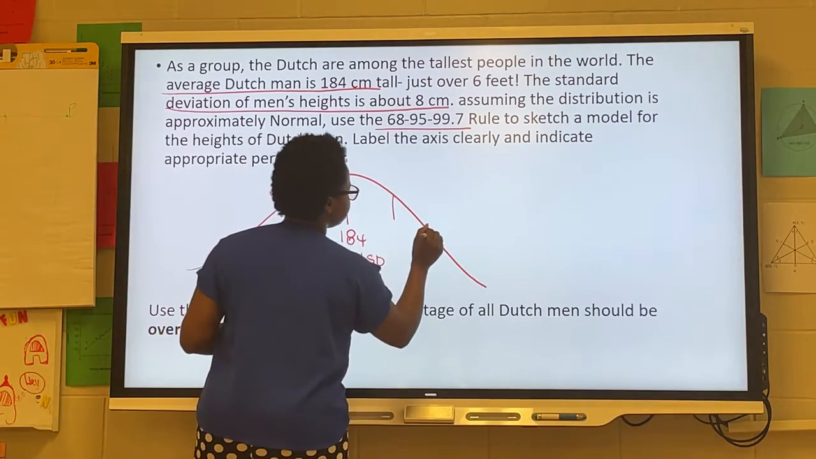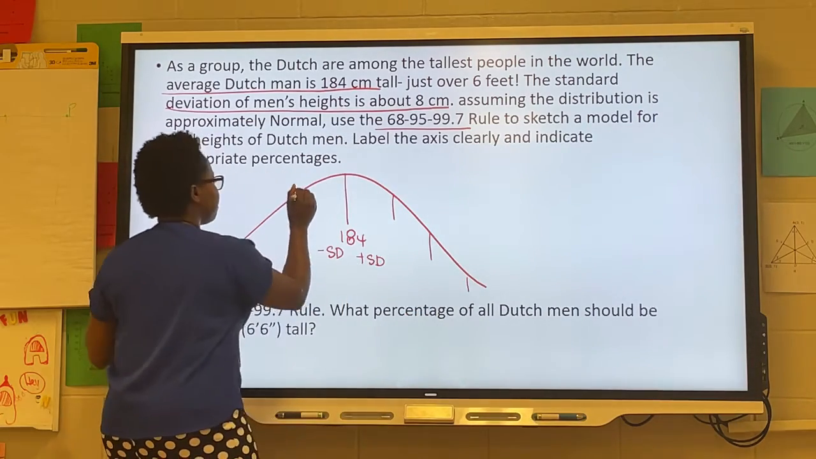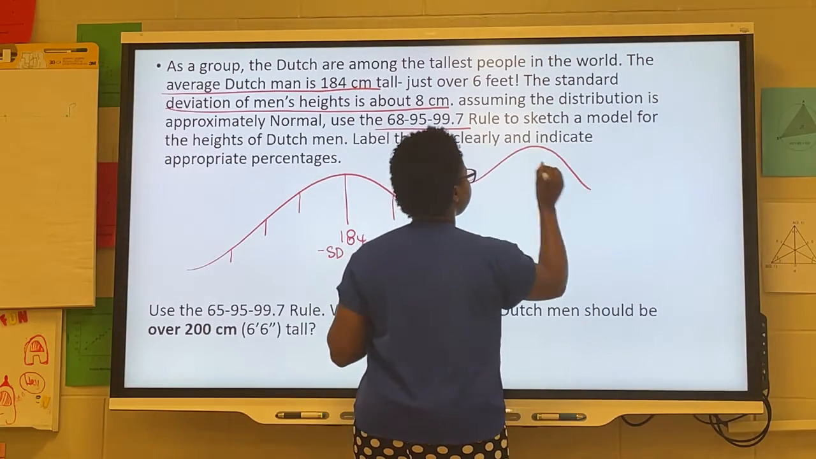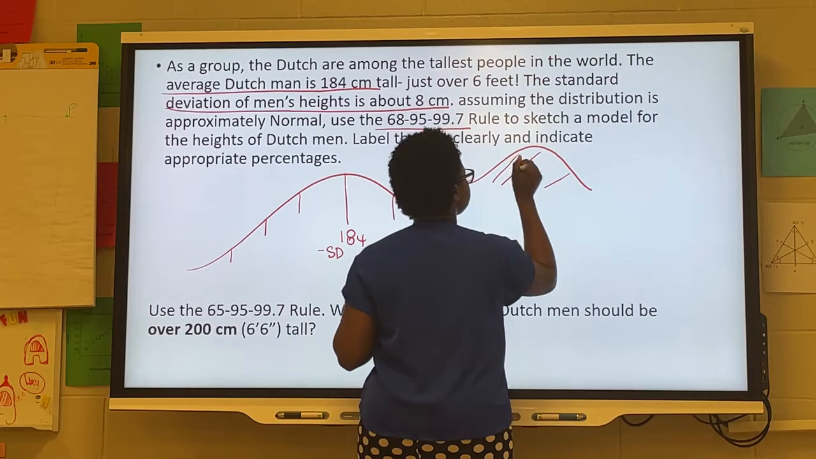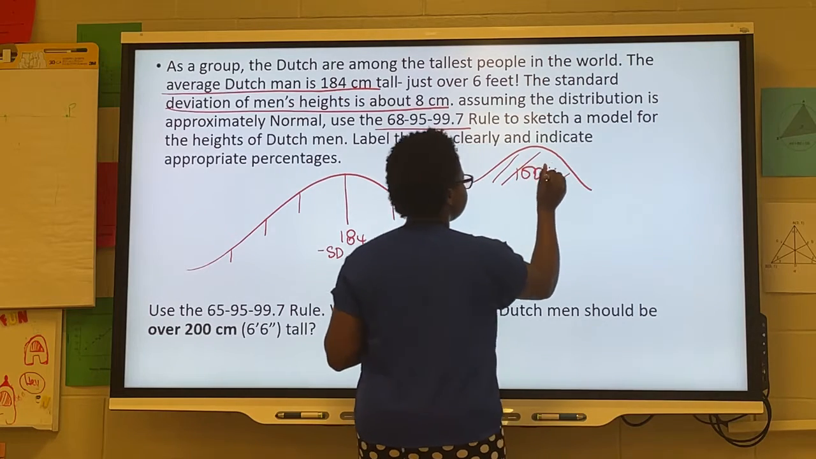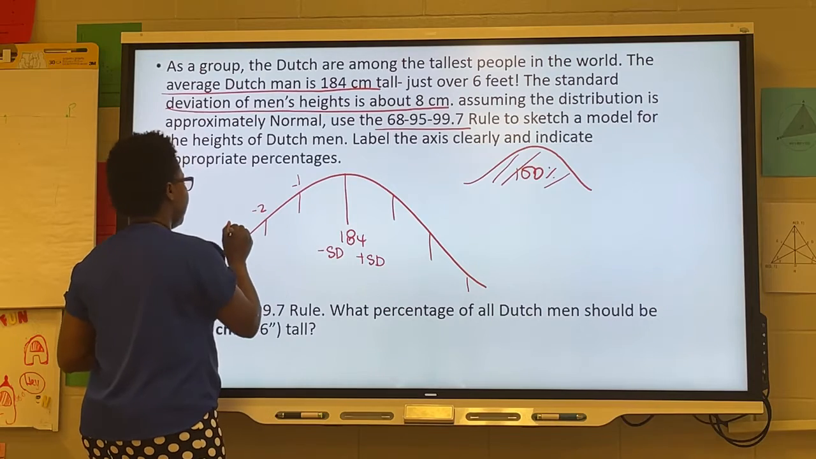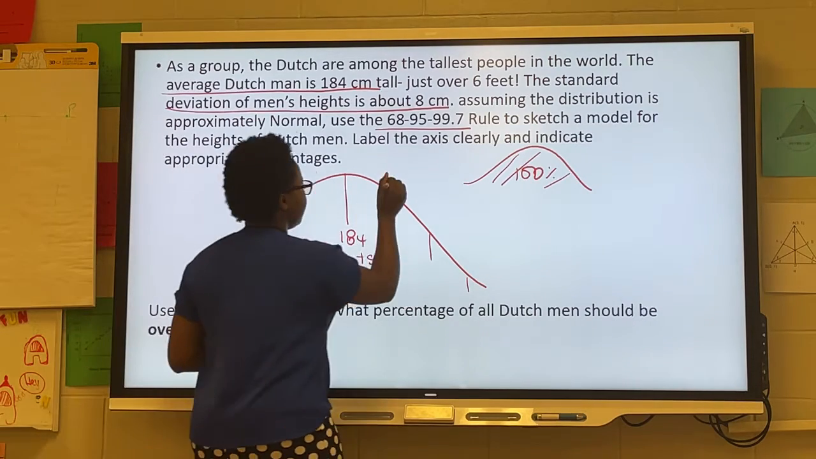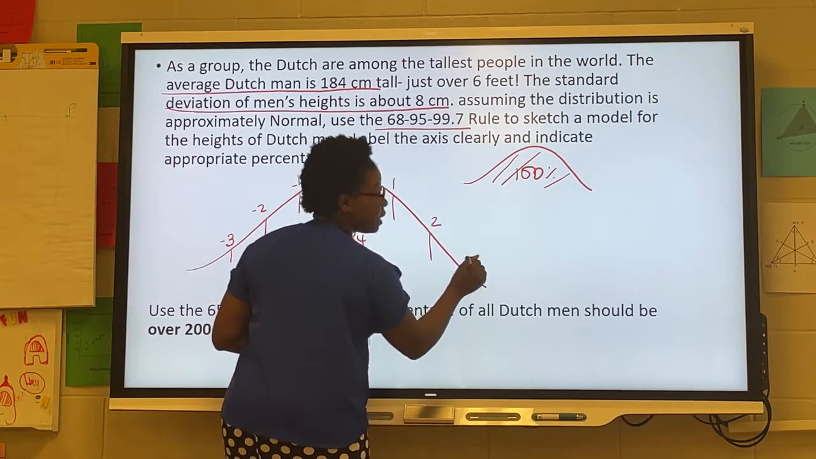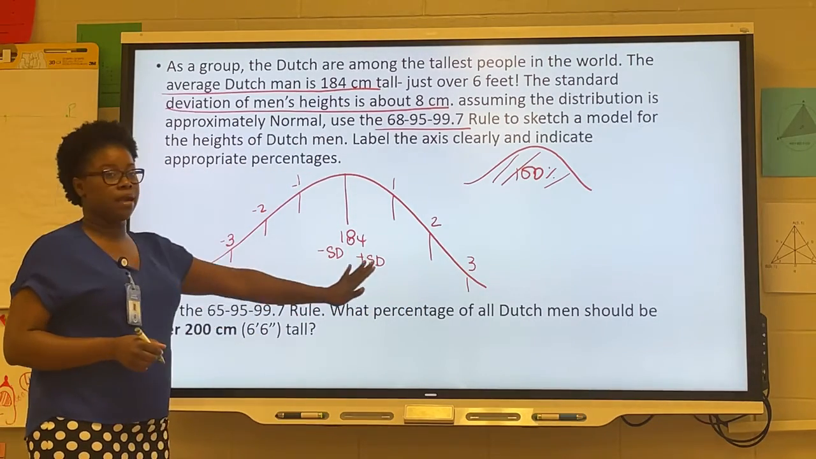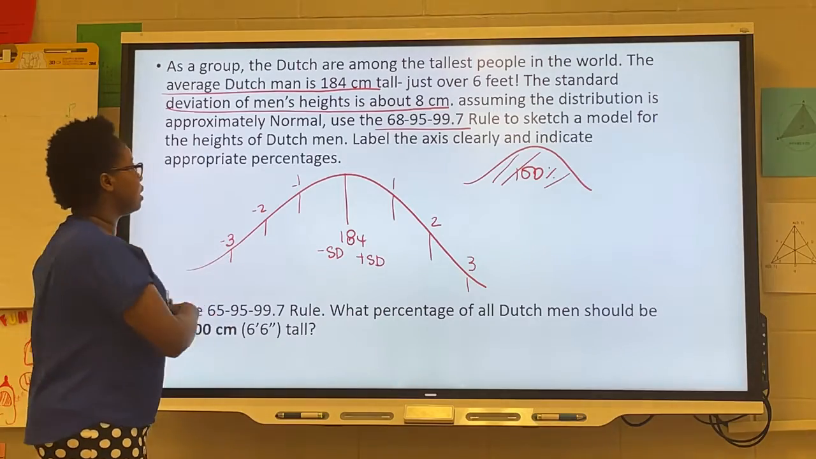Reason being because this is where the bulk of the percentages lie. So even though the area under your curve represents 100%, between 3 standard deviations represents 99.7% of your data. And that's the reason why we established these 3. Okay? So we're going to be adding our standard deviation to our right and subtracting to our left.